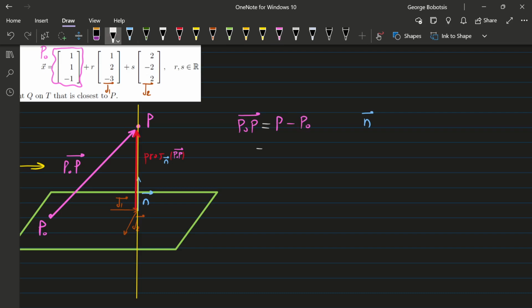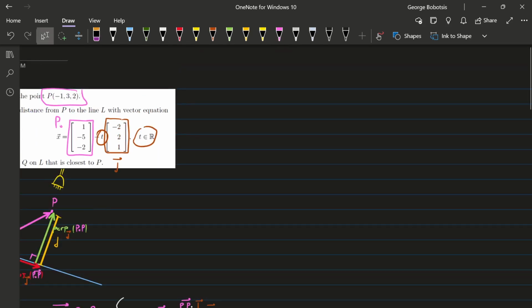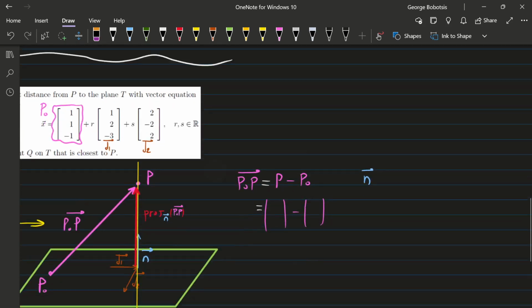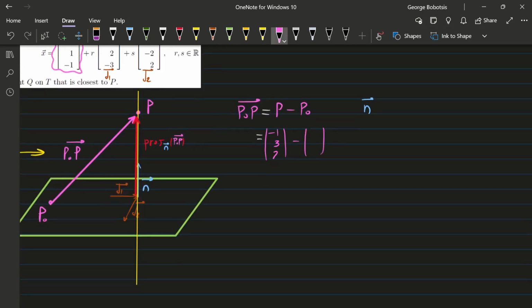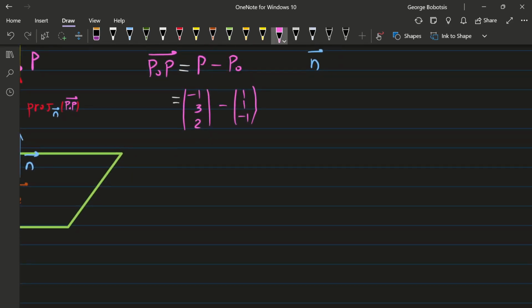So, let's do it quickly here. Put it all down. P is supposed to be the point that we had earlier, which was negative 1, 3, and 2 up there. Negative 1, 3, and 2. Okay. And P0 is supposed to be the one that we have on the plane, which is, of course, 1, 1, negative 1. All right. We do the subtraction. What do we get? We get negative 1 minus 1 is negative 2. 3 minus 1 is 2. 2 plus 1 is 3. Good stuff. Out of the way.